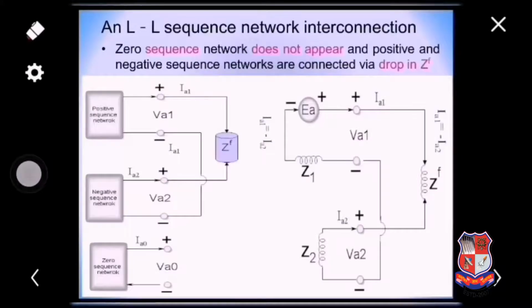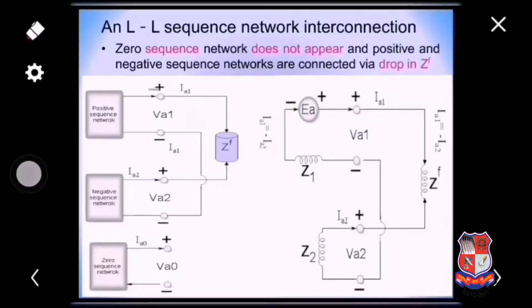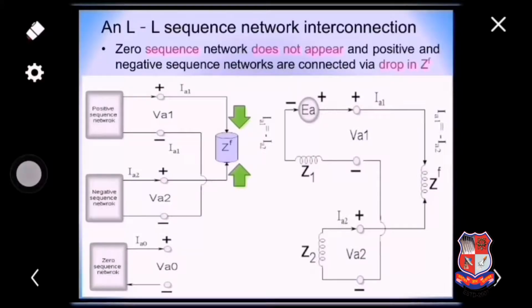Let us recapitulate an LL fault. Here the main identity is there is no presence of zero sequence network. It means that there is no zero sequence current or zero sequence voltage. Second, positive and negative sequence currents are always equal but opposite, and they will be flowing through ZF. Positive and negative sequence networks are interconnected in parallel fashion via potential drop across ZF. If ZF equal to 0, definitely VA1 and VA2 are the same.